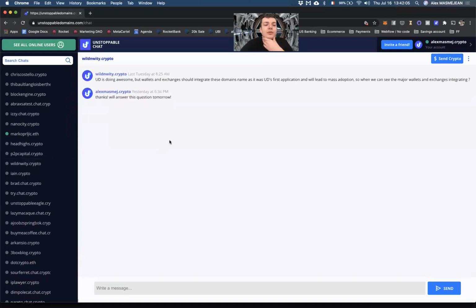Right, another question from wildandwitty.crypto. UD is doing awesome, but wallets and exchanges should integrate these domain names, as it was UD's first application and will lead to mass adoption. So why can't we see major exchanges and wallets integrating? As far as I'm aware, Unstoppable Domains has IM token exchange, and MyEtherWallet committed to integrate dChat. And so I guess this also includes that they integrate .crypto domains. So yeah, these are the first two who committed.